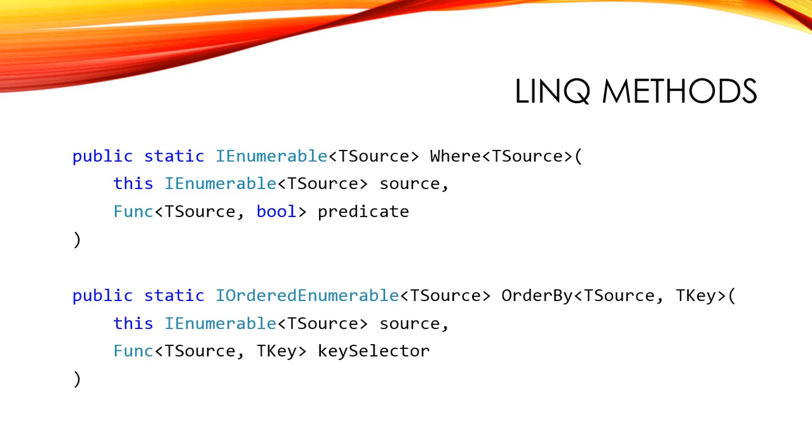We also looked at the order by method, which has a similar signature. So it is also an extension method on IEnumerable, and it also takes a delegate. And this time, instead of being a func of T source bool, this is a func of T source T key, something that we can use to establish some kind of ordering.